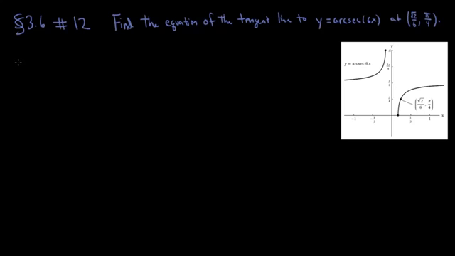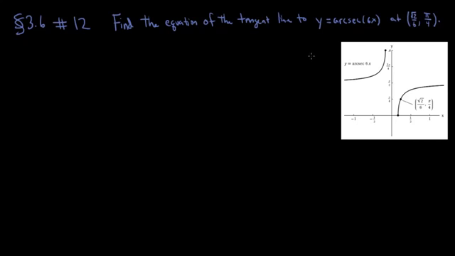Alright guys, we have a question today. A question about inverse trig functions. Here we are trying to find the tangent line to the curve arcsecant 6x at this point. Now we are in section 3.6. This is number 12 for your homework.